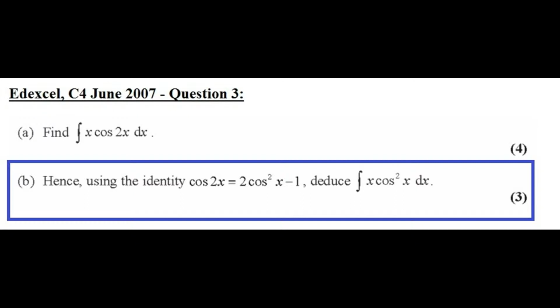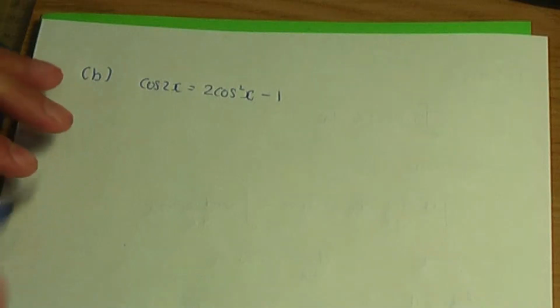In part B we need to use the identity cos 2x is equal to 2 cos squared x minus 1, and we need to deduce the integral of x cos squared x with respect to x. So let's think about how to do this. Let's get back to the paper and pen.